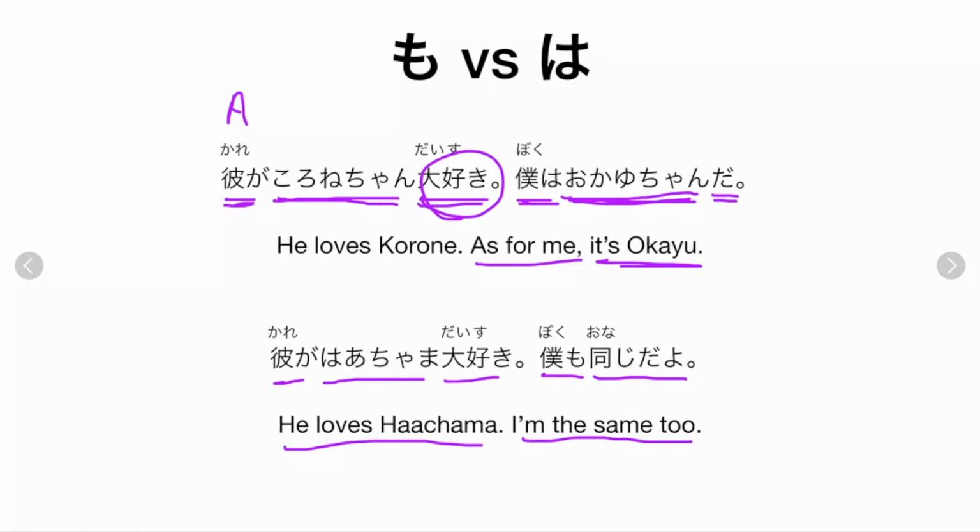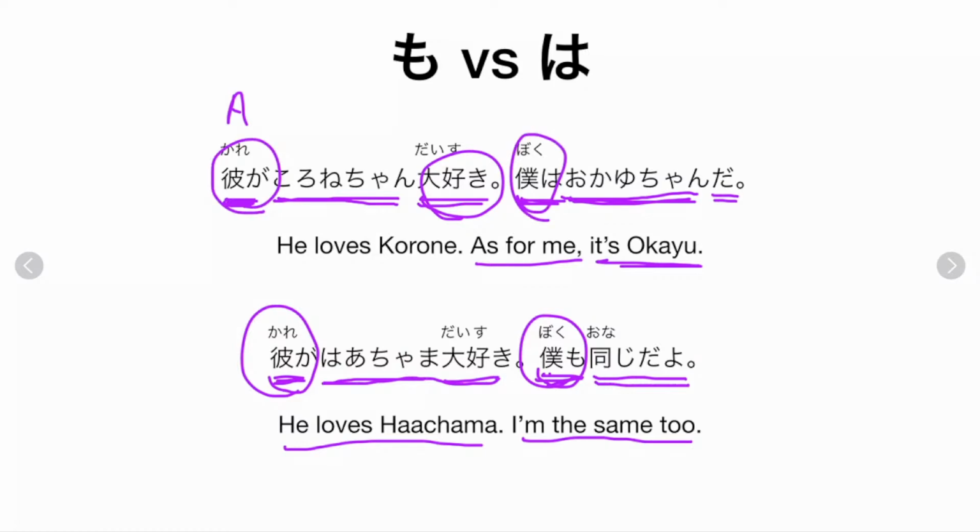So you change the topic. The topic changes from kare to boku. Instead of talking about him, we're now talking about me. That's what mo does. It changes the topic. But what you say about the topic, Hachama ga daisuki, is the same. With the first example, kare and boku, you are changing the topic from kare to boku, right, when you do this. But you're also, more importantly, changing what you're saying about the topic. So even if you had the same topic, you can change what you say with wa.